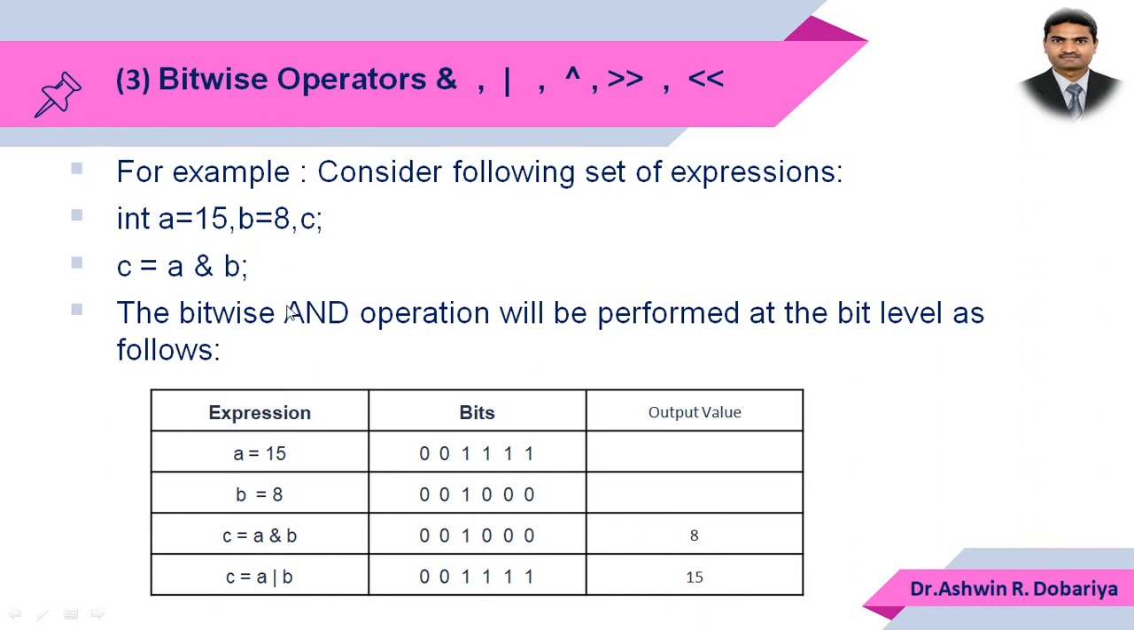Now the OR operator. If you perform the same values with the OR operator, then OR means if one of the bits is 1, then the output is 1. If both bits are 1, then also 1, but if both are 0, then it's 0. Finally this bit pattern is assigned to c, and c is a normal variable, so internally it converts into decimal. So 1 1 1 1, the decimal equivalent is 15.